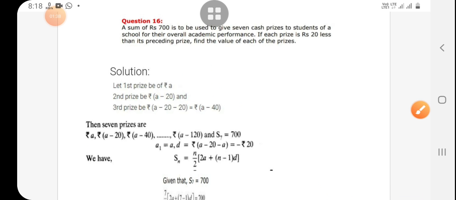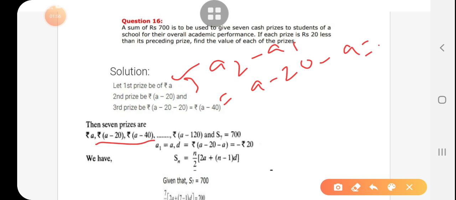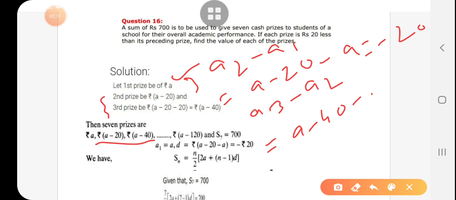Now if we see these things, you can see that this series is in AP. Just to give an example, take the difference between any two terms. Suppose we take A2 minus A1. Just see here, A minus 20 minus A, so you got minus 20. Similarly, if you subtract the second prize from the third prize, that means A3 minus A2, then you get A minus 40 minus A plus 20. So A minus A cancels, and minus 40 plus 20 is minus 20. So the common difference is the same.